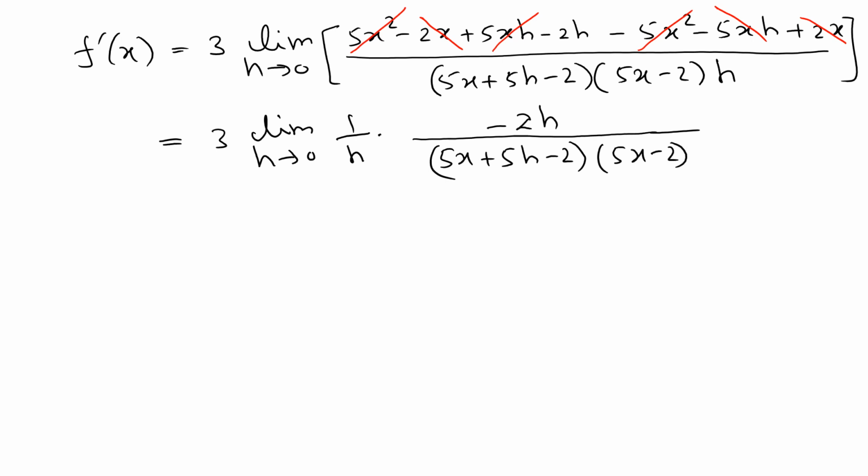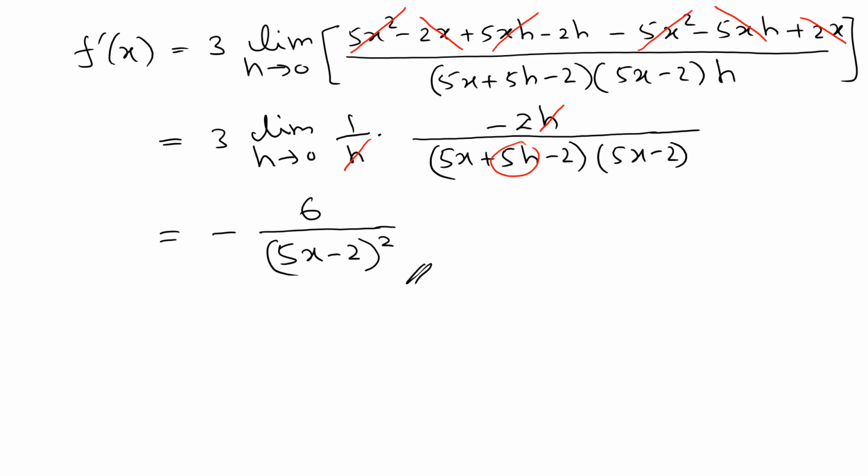And then you can cancel the h term now. Once we cancel the h term, you can take the limit when h goes to 0. When that happens, when h goes to 0, this term goes to 0. So you simply get negative 6 over the square of the bottom term. So it's 5x minus 2, whole thing squared, as the final answer for this one. So you can see it's not that difficult, but there is some algebra that you need to do.